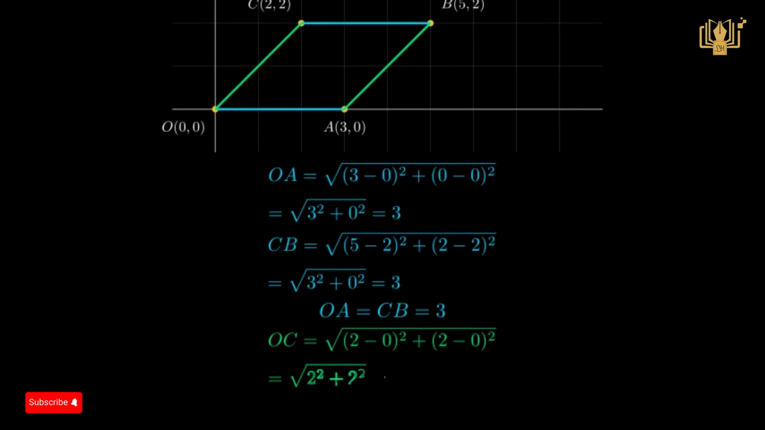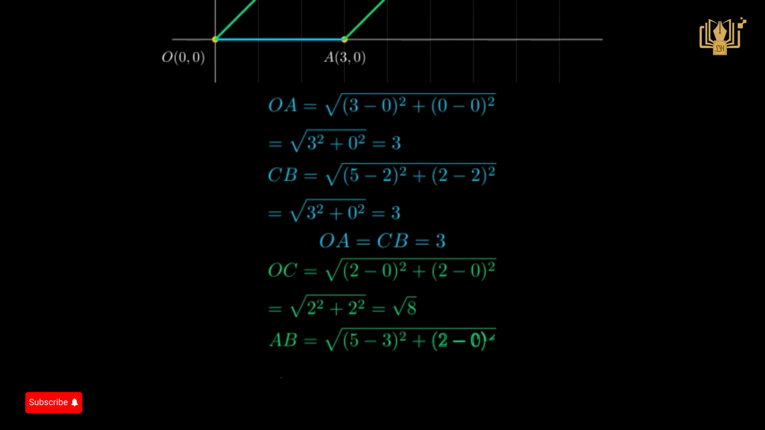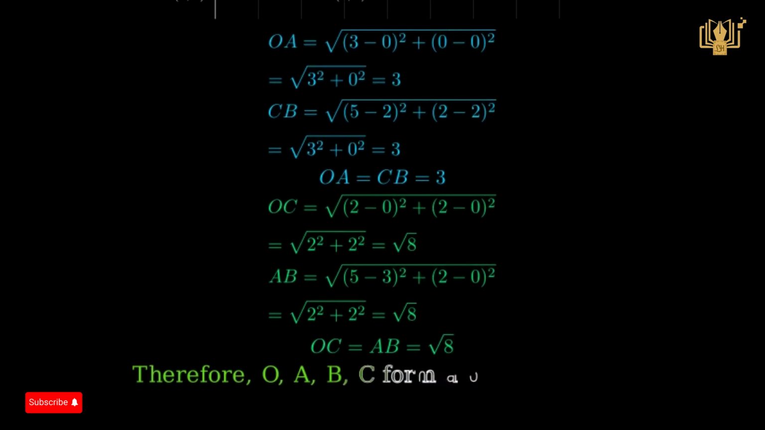OC equals the square root of (2 minus 0) squared plus (2 minus 0) squared, which is root 8. AB equals the square root of (5 minus 3) squared plus (2 minus 0) squared, which is also root 8. Hence, OC equals AB. Therefore, both pairs of opposite sides are equal, so the quadrilateral is a parallelogram.